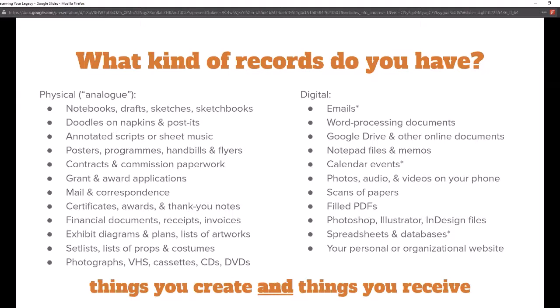I want to point out that these are not just things that you create, but also things that you receive. Thank you notes you get in the mail. Calendar events created by someone else that you went to. These things are not all of your creation. You're not always the creator, but you can be the owner. And so these things all make up your personal or your organizational archive in some way.